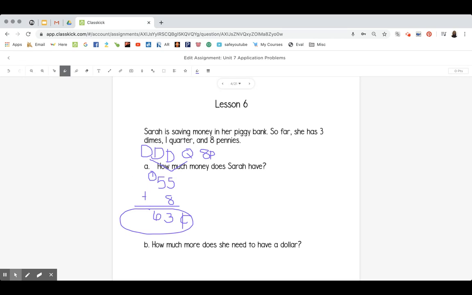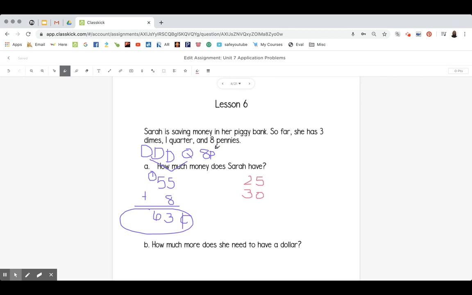I wanted to know how much money she had, so I added the coins up. I added her quarter, plus her 3 dimes, plus her 8 pennies. Boys and girls, another way that you can do this is to actually write down and add them vertically like this. So we can start with our 25. We know these 3 dimes are 10, 20, 30. So we could add 30 to that.